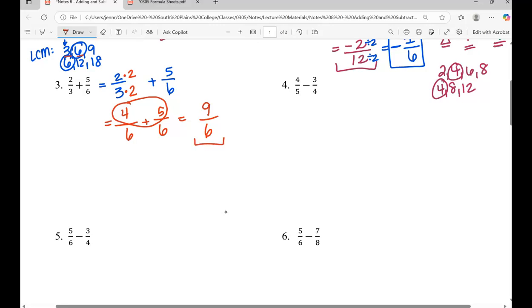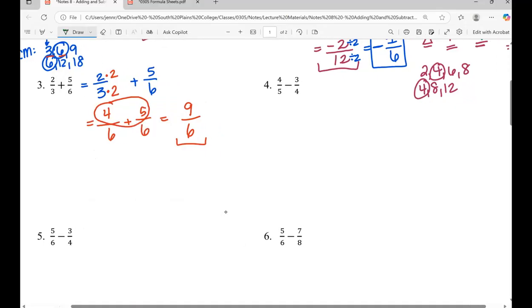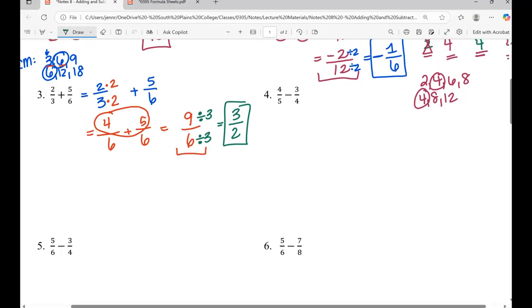Technically, you're done adding, but we always go back to check if we can simplify. 6 and 9 both show up in my 3 list, meaning I can divide a 3 out of both of them. 9 divided by 3 is 3. 6 divided by 3 is 2. All right, we're just going to keep on rolling here.